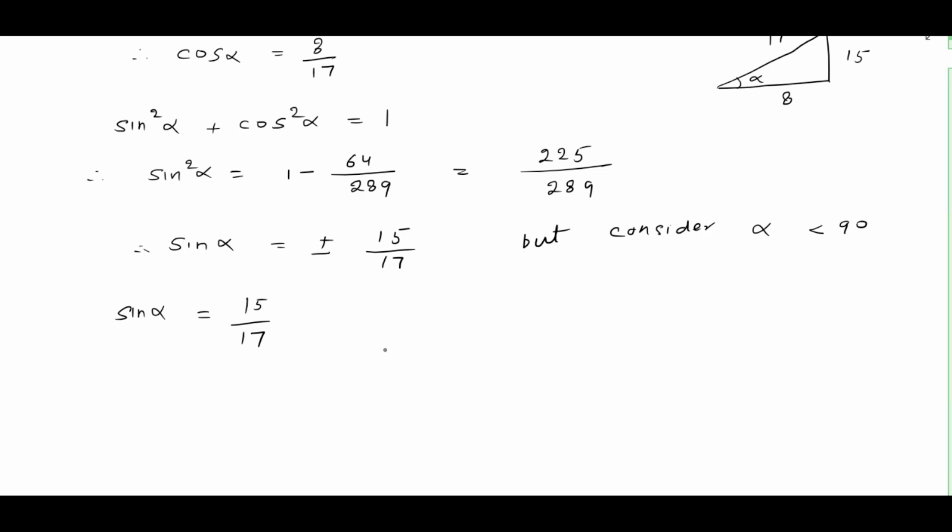Now cos alpha is given. Tan alpha is what? Tan alpha is the ratio of sin alpha and cos alpha. So sin alpha is 15 divided by 17, and cos alpha is 8 divided by 17. So therefore tan alpha is sin upon cos, which is 15 divided by 8. This is tan alpha.